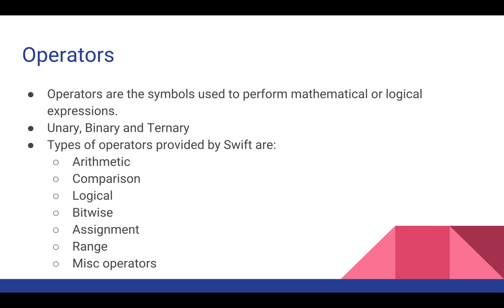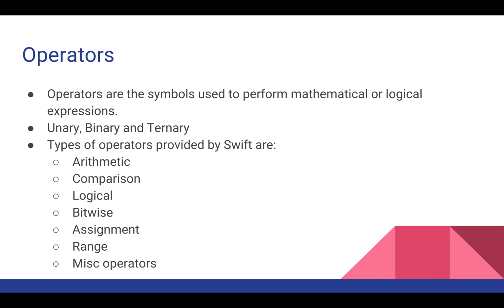Operators. An operator is a special symbol that tells the compiler to perform mathematical or logical manipulations. Swift supports most standard C operators and improves several capabilities to eliminate common coding errors. Operators in Swift can be unary, binary, or ternary.